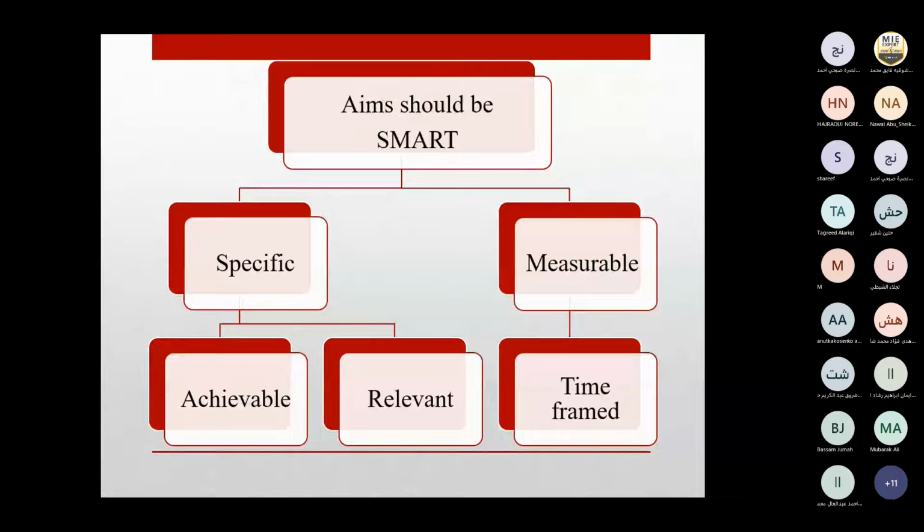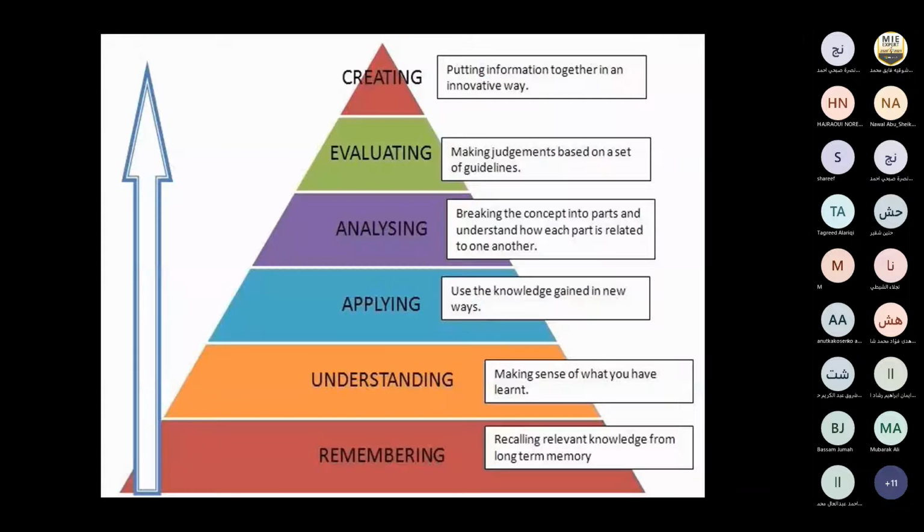Your aims should be SMART. I mean by SMART, it is an abbreviation for something. The S for specific, the M for measurable, the A for achievable, and the R for relevant. Then the T, finally, the T is for time framed. You should take care of these five elements about your aims.